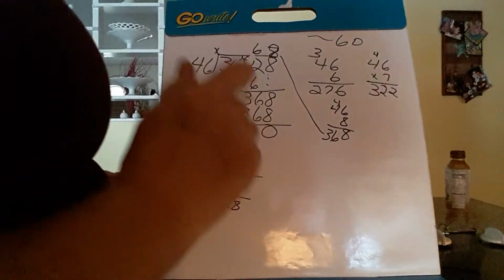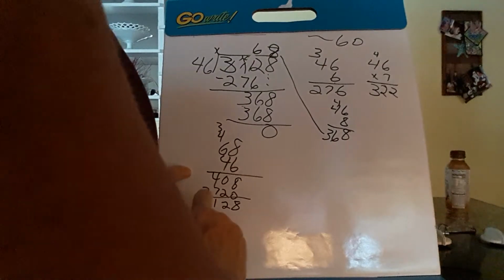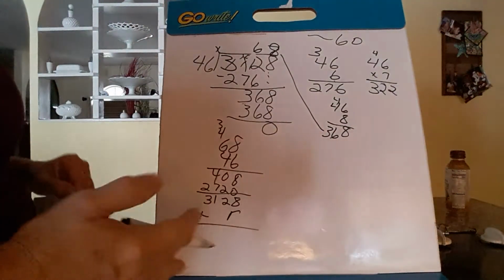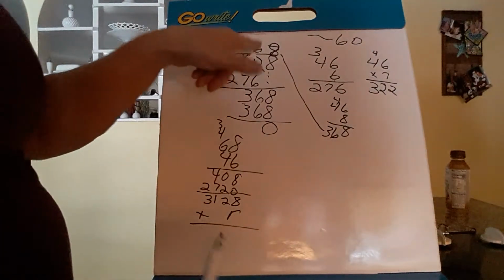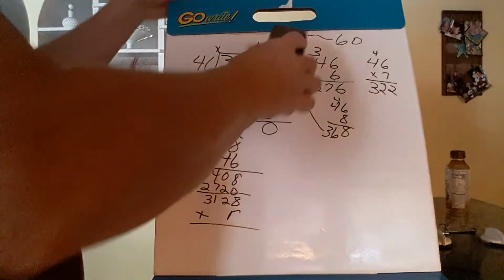If there was a remainder of 2, after you multiplied, then you would add your remainder. But since there's no remainder, we have just the answer of 68. So 68 times 46 gives me 3,128. Okay.